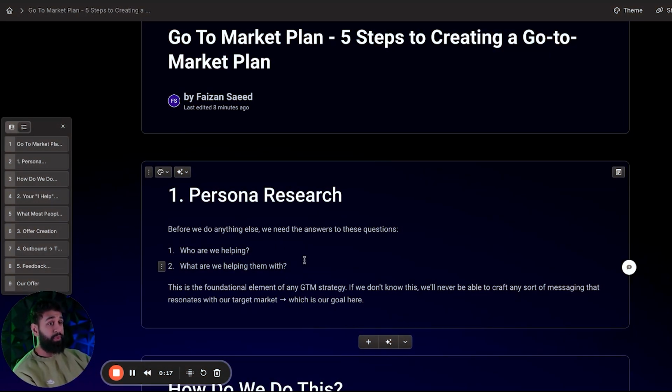All right. Now, before doing anything, we need the answers to these questions. Number 1 is, who are we helping? Who are we serving? What does our product help? And then number 2 is, what are we helping them with? So who are we helping, and then what are we helping them with? This is the foundational element of any GTM strategy, any go-to-market strategy, because if you don't know this, we'll never be able to craft any sort of messaging that resonates with our target market. And that's our goal here. So that's going to be the first step, doing our persona research.